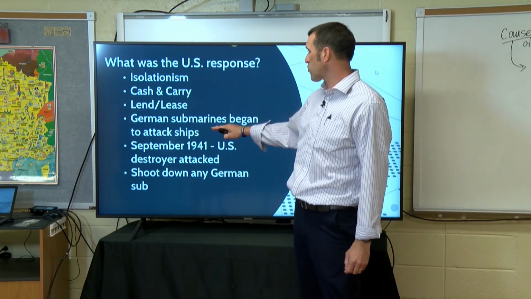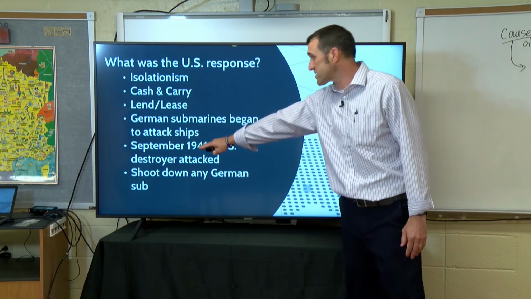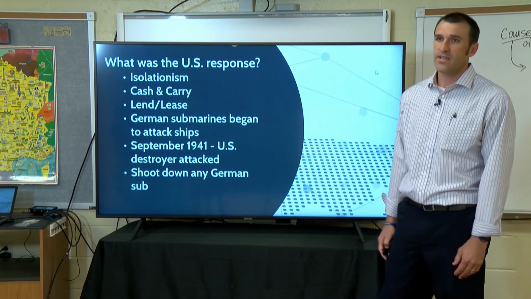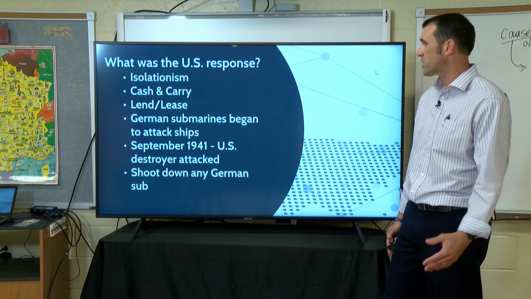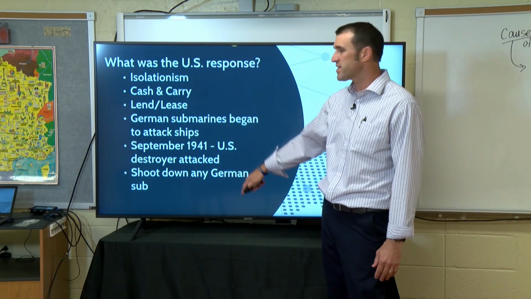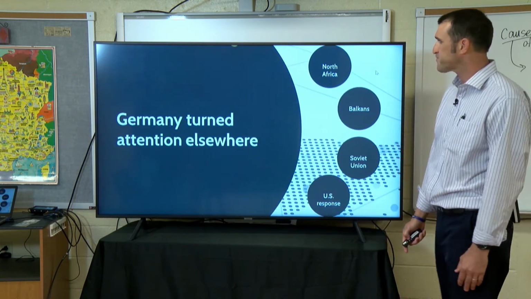But then the German submarines began to attack these ships that were sending the equipment. And in September 1941, a U.S. destroyer was attacked. And so then the order was given, look, just shoot down any German sub that you come in contact with without warning. So even though the U.S. isn't officially in the war at this time, they've started at least wartime procedures.